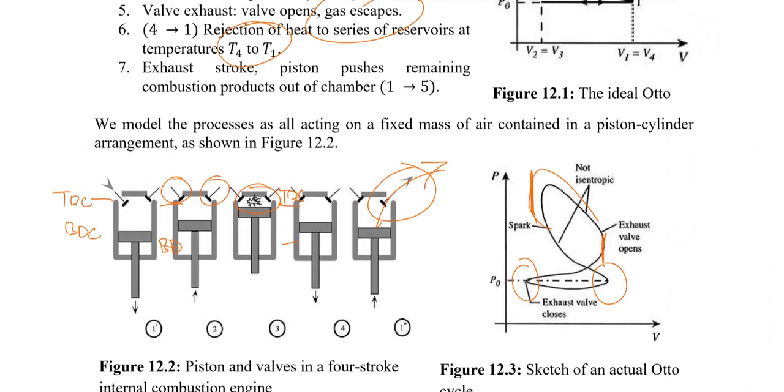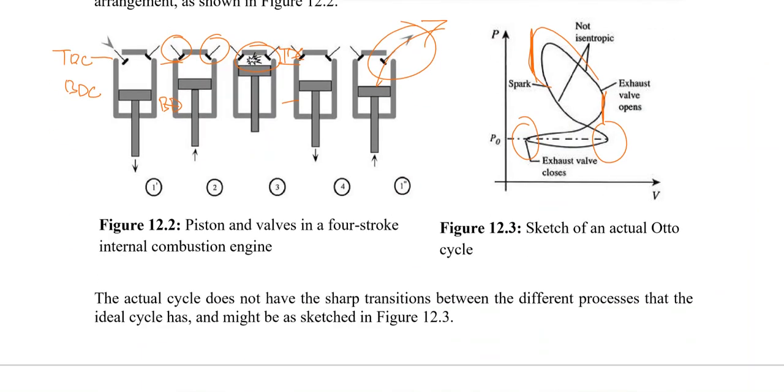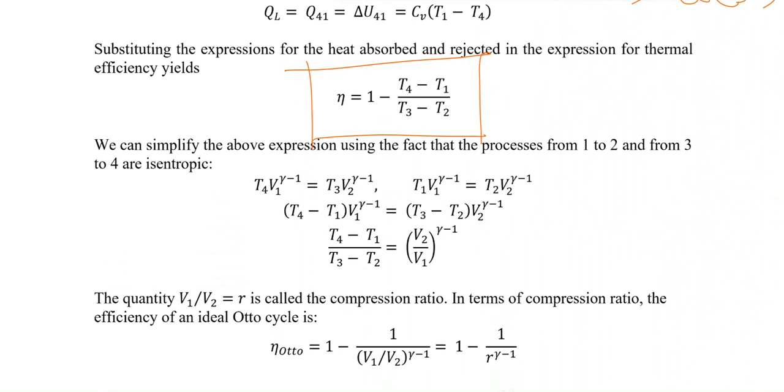We have got another two processes. The process from 1 to 2, we have the adiabatic compression, and the process from 3 to 4, we have the adiabatic expansion. So from 1 to 2, for the adiabatic process, T1 V1 raised to the power gamma minus 1 would be equal to T2 V2 raised to gamma minus 1. As T1 is also equal to T4, and T2 is also equal to T3, it will be something roughly like this.